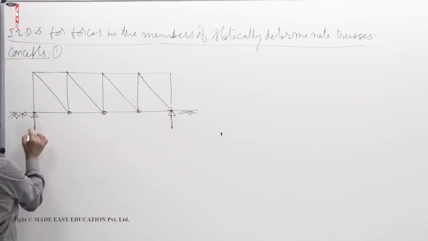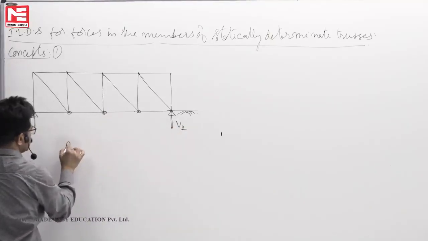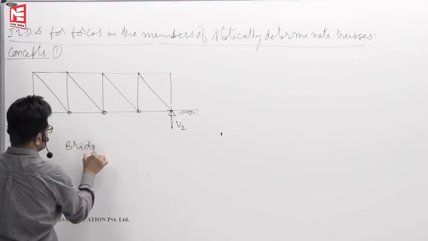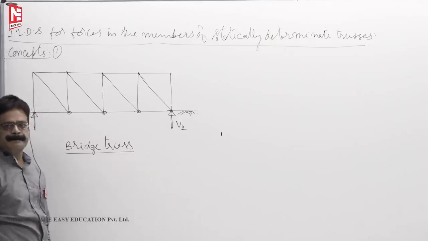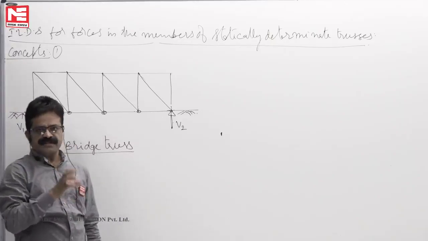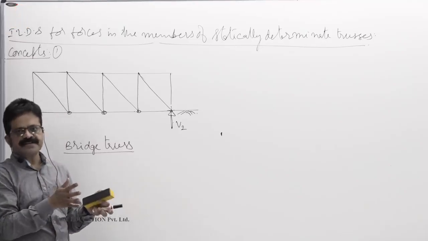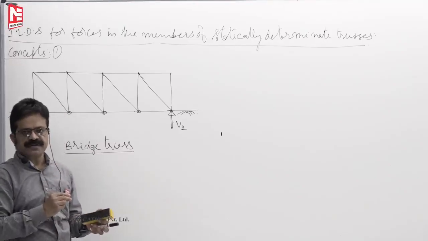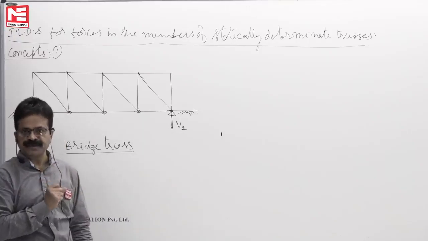Now this point, say V1, V2, this is your truss bridge or bridge truss. As I told you, beams and trusses have come from the beams only. For small spans, beams we use. For large spans, that beam is replaced by a truss which will act as a beam only.